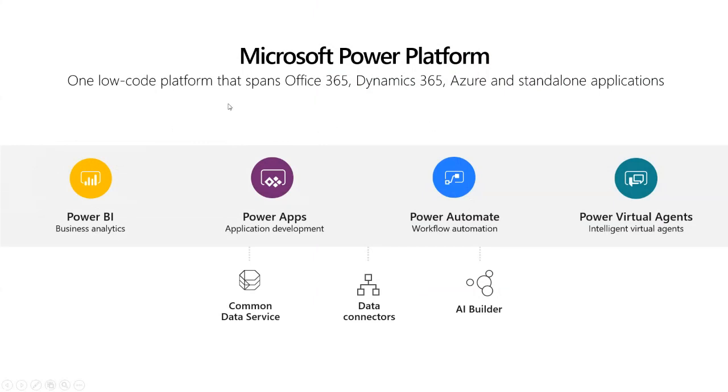I think just now Mr. was talking about Power Platform. Power Platform consists of 4 components: Power BI, Power Apps, Power Automate, and Power Virtual Agent. Today we are more focused on Power Apps and Power Automate. Basically, all of these Power Platform components sit on top of the CDS, of course with the data connectors and AI Builder.